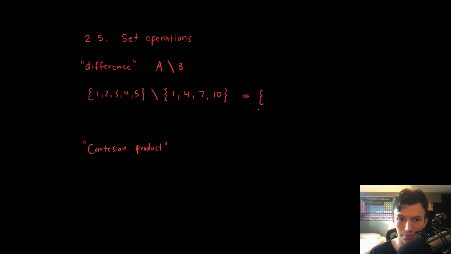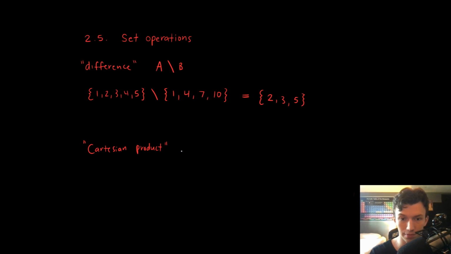So 1 is in the first set, but it's not in the second set, so we're not going to include it. 2 is in the first set, but it's not in the second set, so we can't include it, okay? So what this operation is doing is taking out all of these elements from the first set. So we're going to take out 1, take out 4, and that's about it, because we can't take out 7 or 10 because they weren't even in the first set. So we're just going to end up with 2, 3, and 5 as our difference.